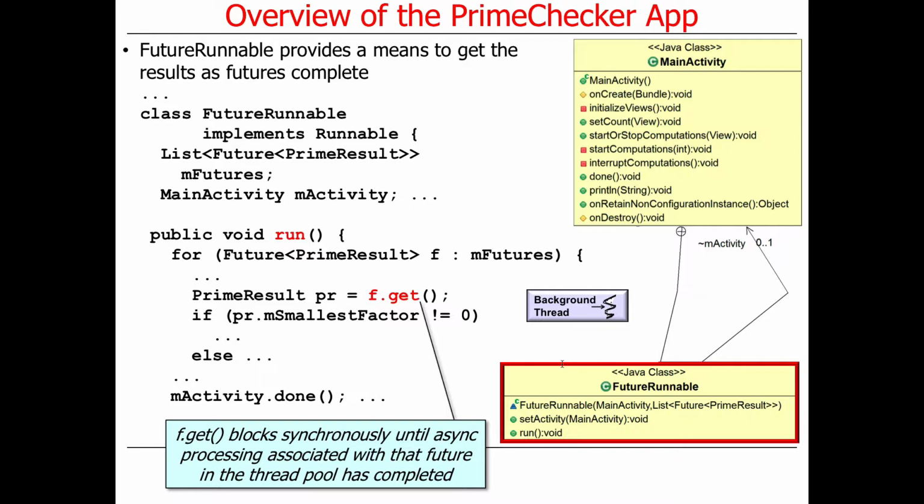And the reason it's synchronous future processing is we say f.get, and this will block until that future is completed, until the computation to produce the result of the prime number calculation runs to completion in the background. And so when that finally is done, get will return the prime result. And if it is not done, it'll end up blocking. So this f.get call blocks synchronously until the asynchronous processing associated with the future in the thread pool has completed. So we're going to have this background thread just kind of waiting for the results to finish through the futures.